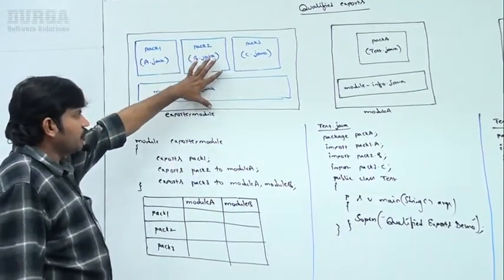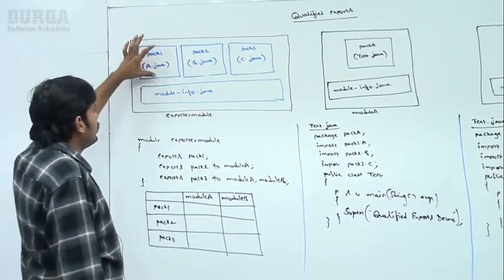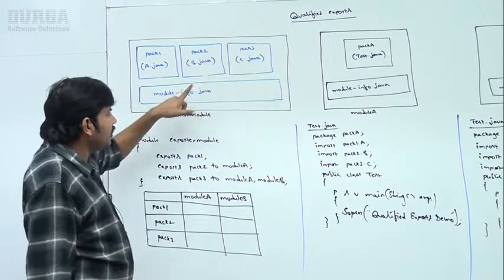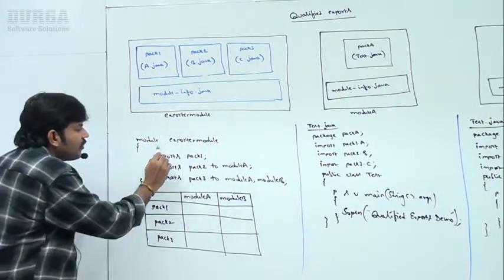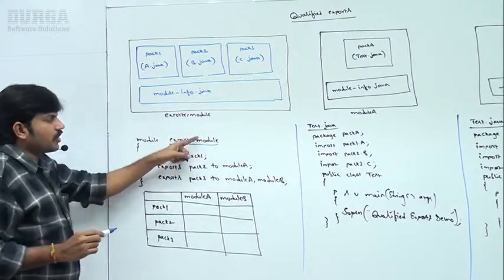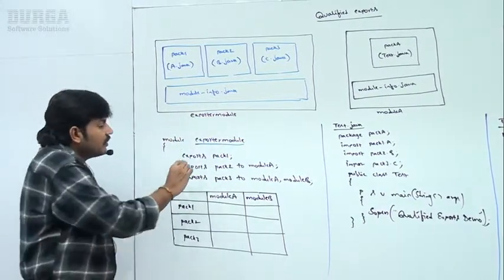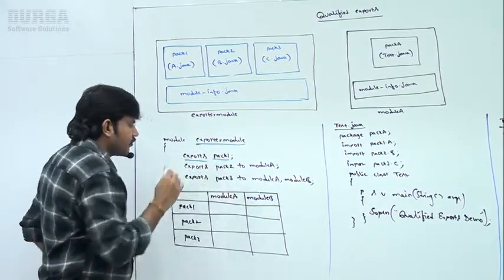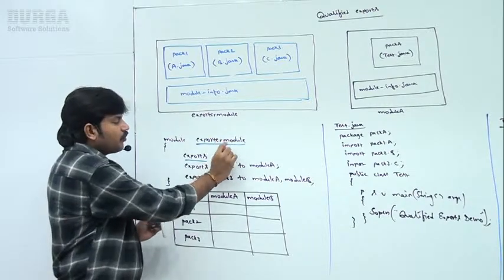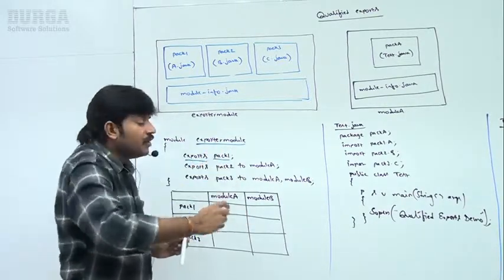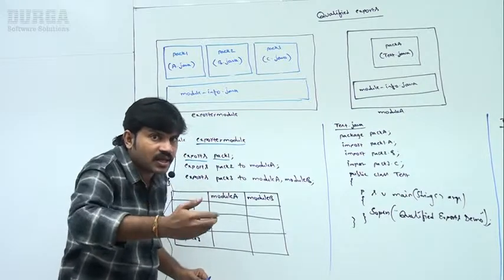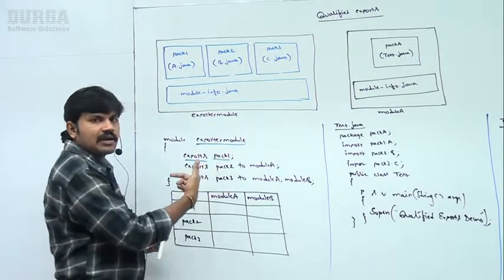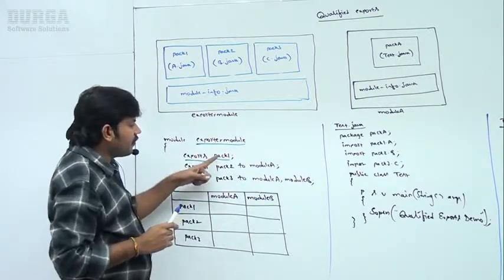This is the exporter module. Regarding the exporter module, it has pack 1, pack 2, pack 3, and module-info.java. Now here I am writing module exporter module, in module-info.java, exports pack 1. Exports pack 1 means pack 1 is available for all the modules. It is not qualified, a normal exports. That's why it is available for all.